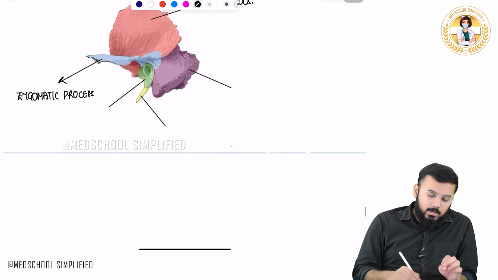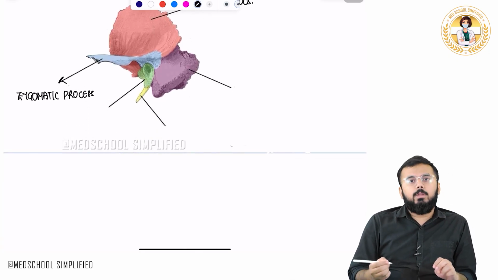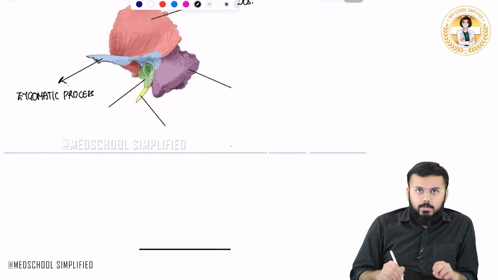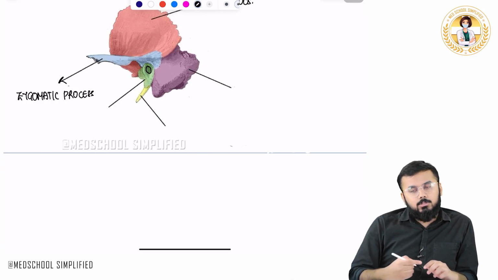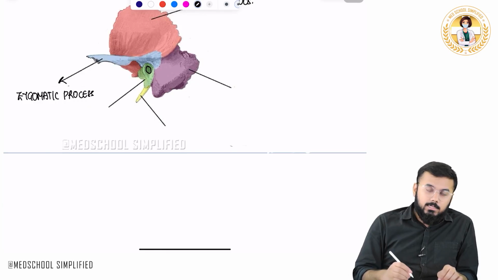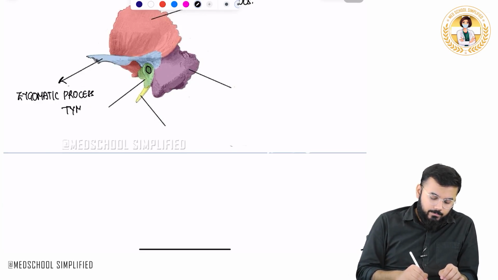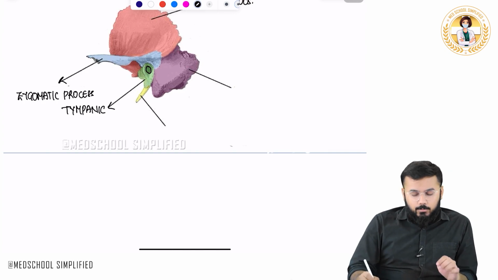This green colored part has got an opening. You see, this opening is called the auditory meatus. So this green bone is surrounding that auditory meatus, and you call this the tympanic part of your temporal bone.